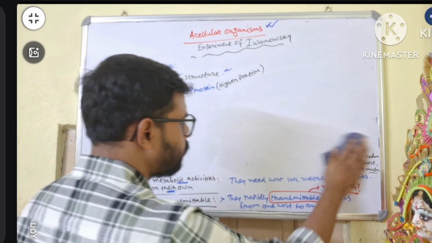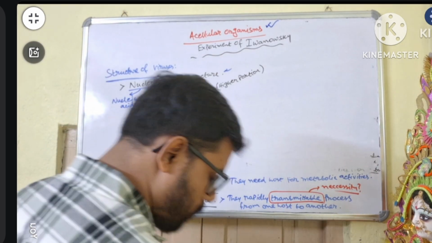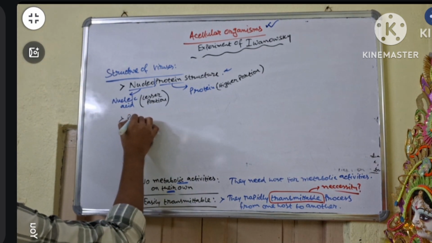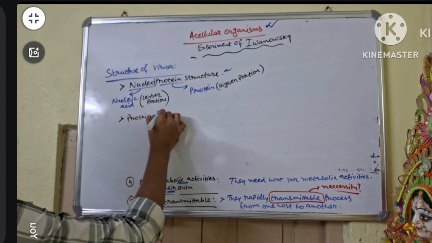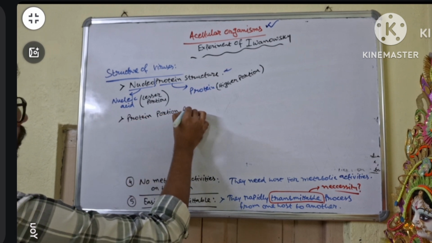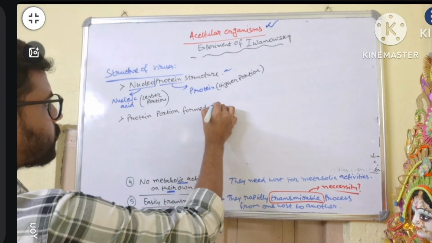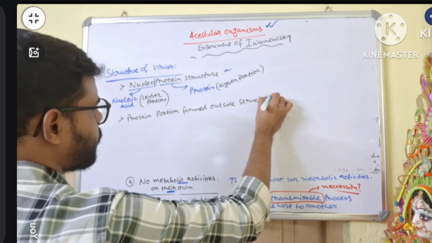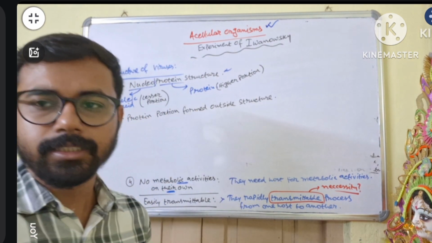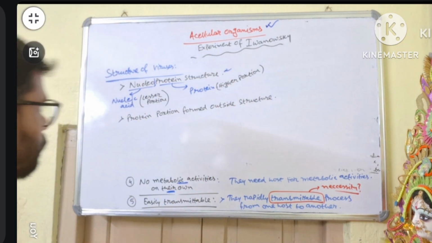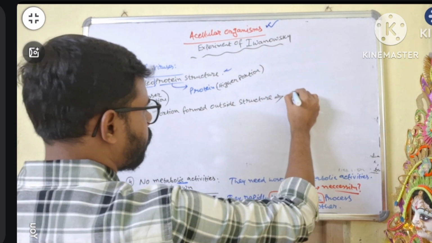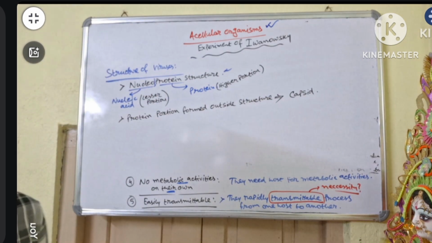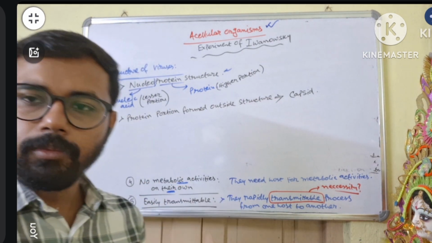The protein portion of the virus is also known as capsid. This protein portion forms the outside structure of the virus, and this structure is called capsid. In the capsid structure, these proteins are accumulated together.